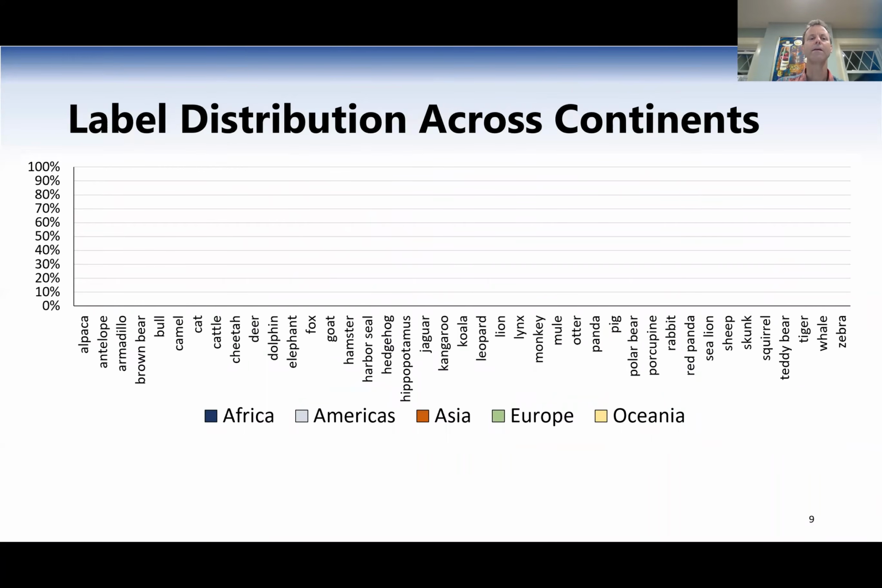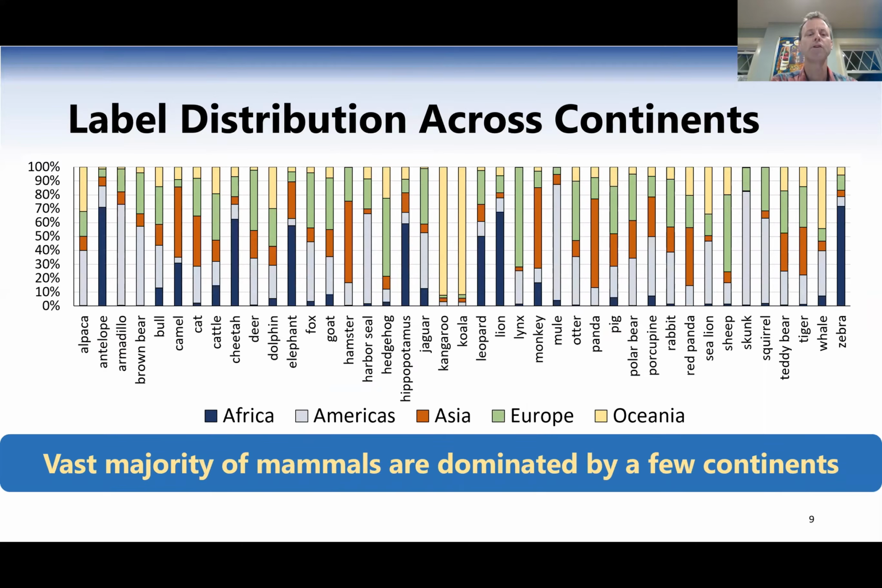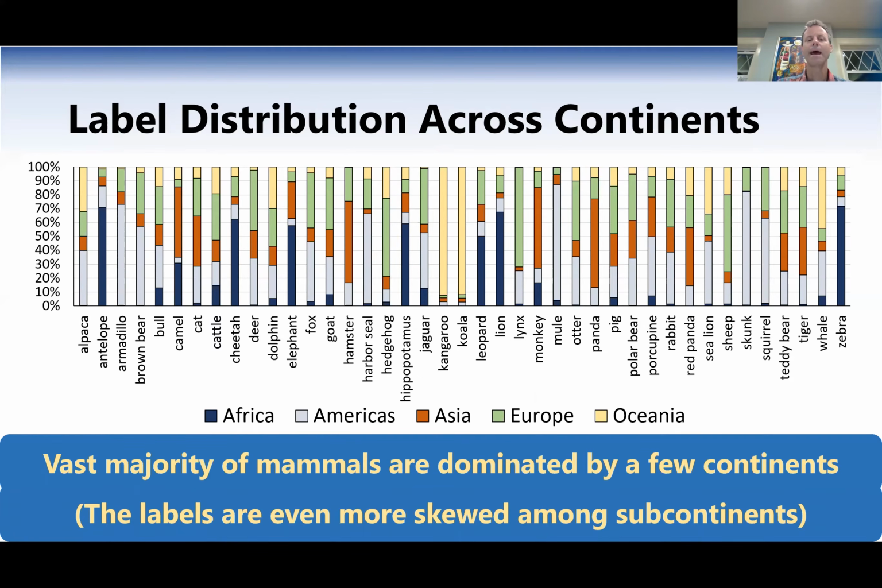Looking at the full data set, we can see the distribution trends. For each of the 42 mammals on the x-axis, the y-axis shows the breakdown across continents of these distributions. And what we can see is that a vast majority of the mammals are dominated by just a few continents. So for instance, kangaroos, as mentioned, are dominated by Oceania, and skunks are dominated by the Americas, and lesser so by Europe. And if you look at the subcontinental level, the situation is even more highly skewed.